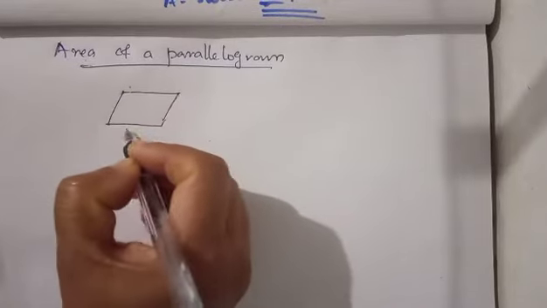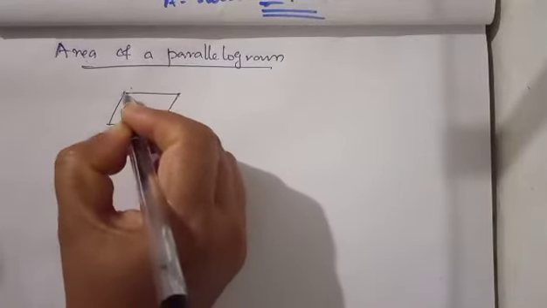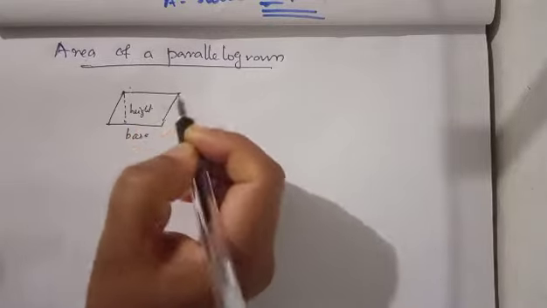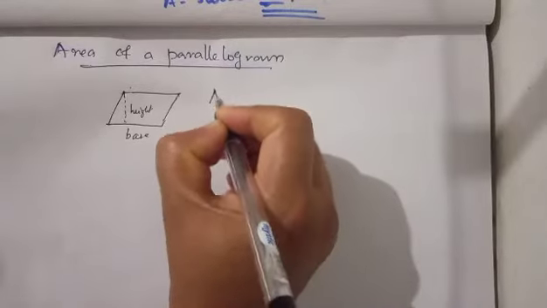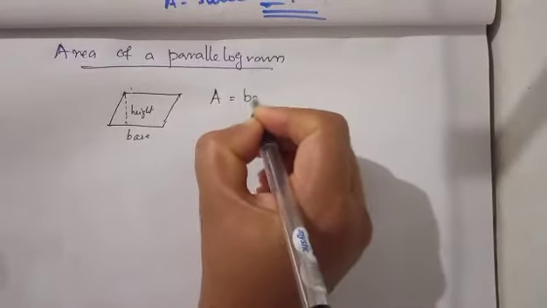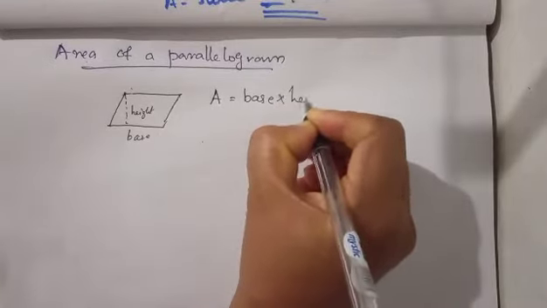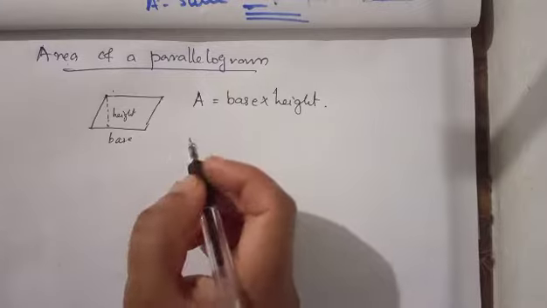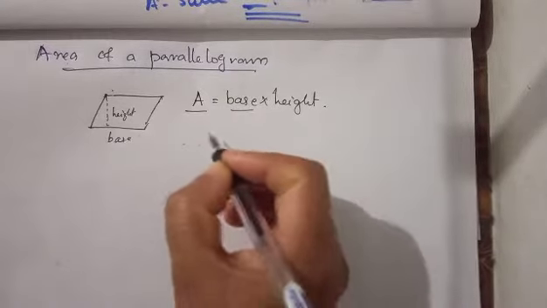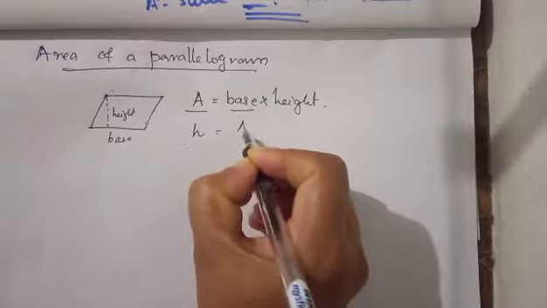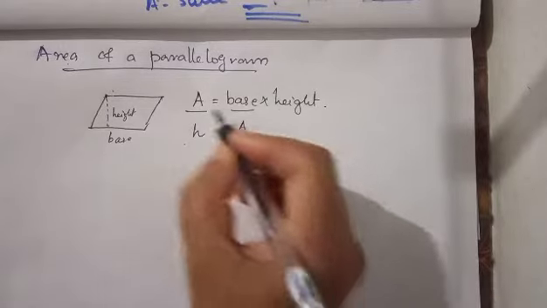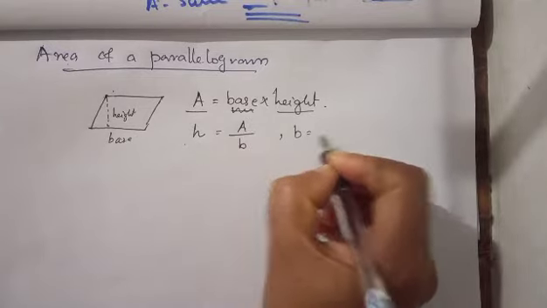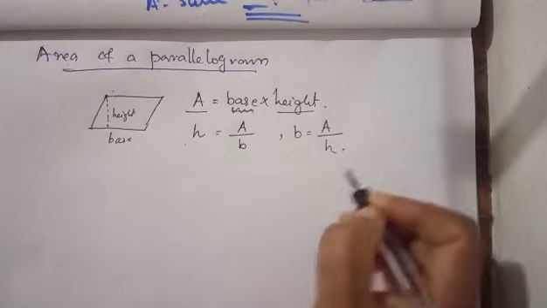This is the parallelogram. This is base and perpendicular distance. We can call it as height. Okay. So area of the parallelogram, area A is equal to base into height. That is the equation to find area of a parallelogram. If area and base are given, height we can find out: area divided by base. If area and height are given, base you can find out: area divided by height.